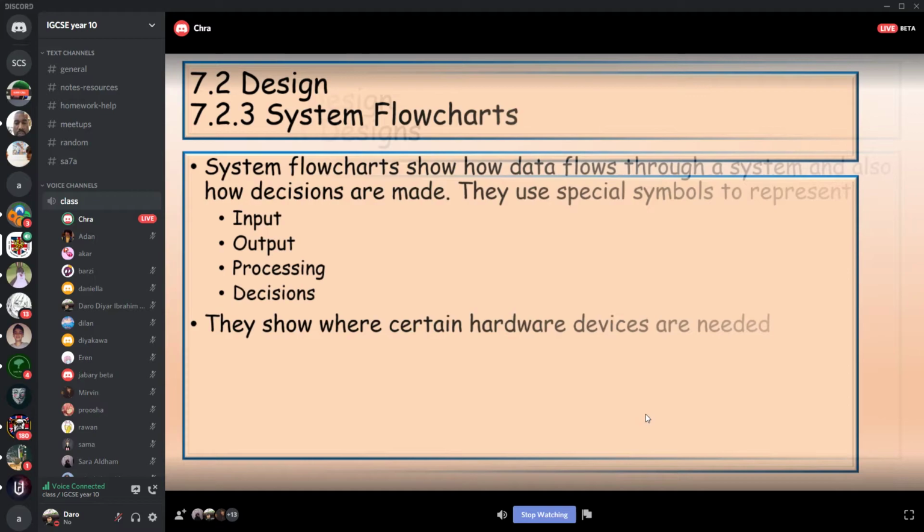So how much data needs to be stored? How quickly does the data need to be accessed? Who should have access? Oh, actually, this one is so important. Who should have access to data? And then what sort of hardware is going to be needed for the storage?